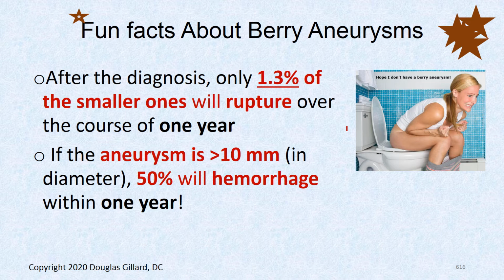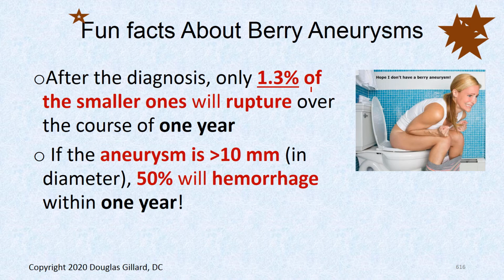Fun facts. After the diagnosis, if it's a small one, under 10 millimeters in size, what happens? If it's a small one, you will have to get follow-up MRIs with contrast to keep an eye on it. Say you have chronic headaches, and you go in and they do an MRI with contrast, and you have a small, maybe 5 millimeter Berry aneurysm. What's going to happen by the next year when you come back for your follow-up MRI? Pretty good. About 1.3% of those will have ruptured.